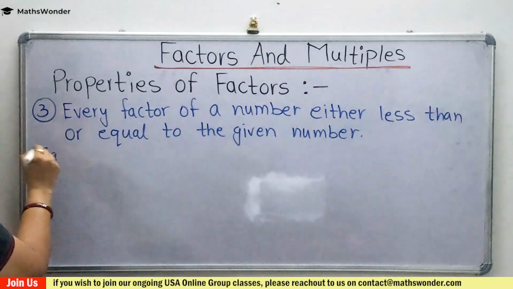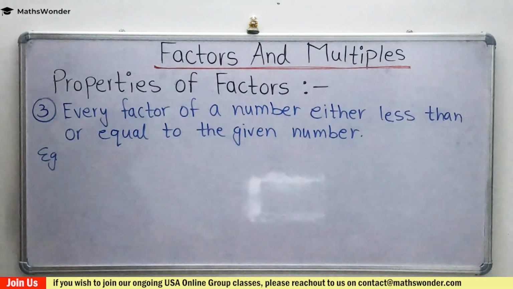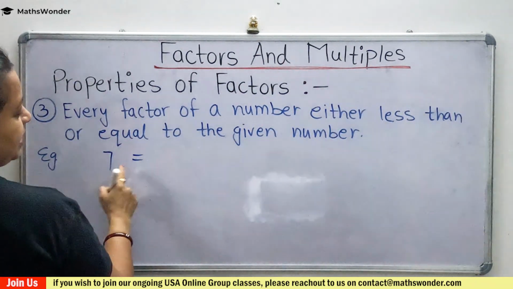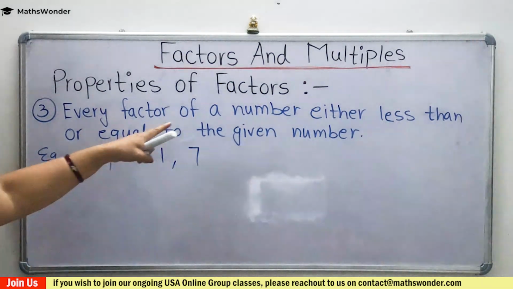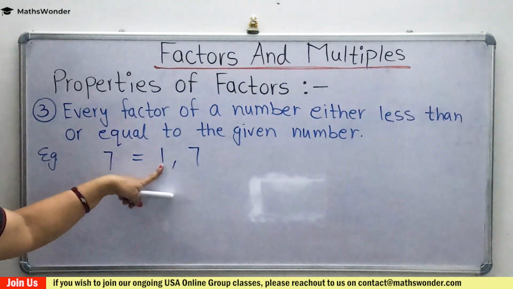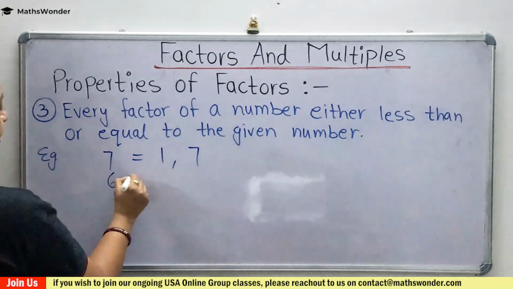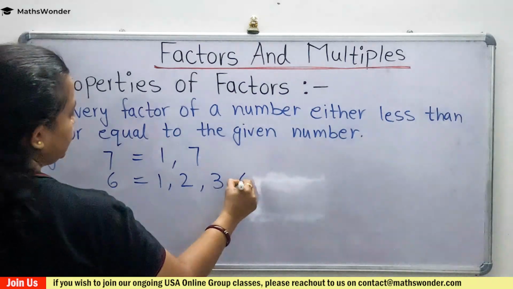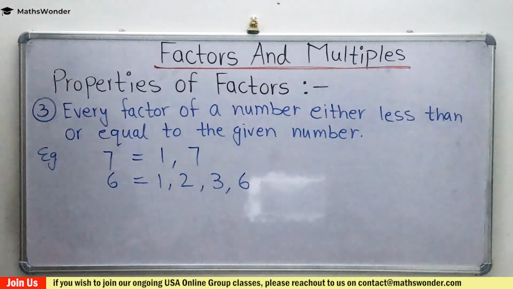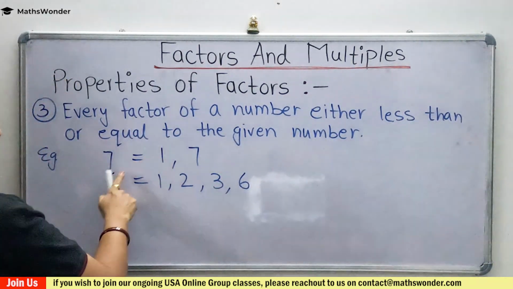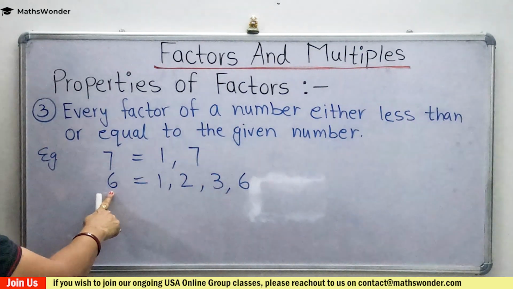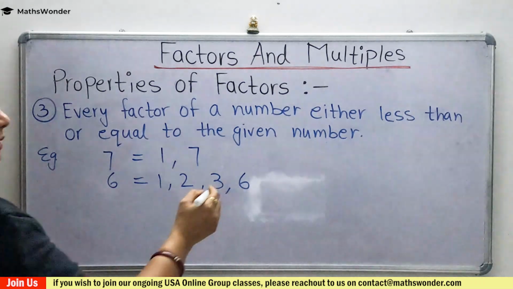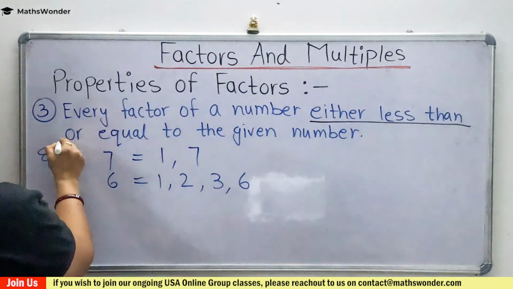Now see how. For example, for any number, the same example we have taken, 7, right? So the factor of 7 is either less than or equal. 1 is less. Same 6, when you find the factors of 6: 1, 2, 3 and 6. The factors of 6 that are less than 6 are 1, 2 and 3, and 6 will be the equal. So either less than or equal.